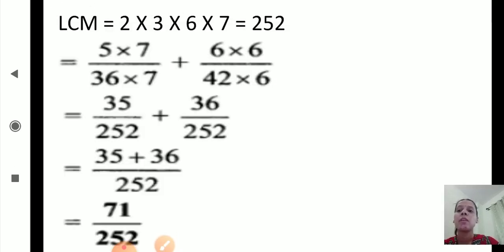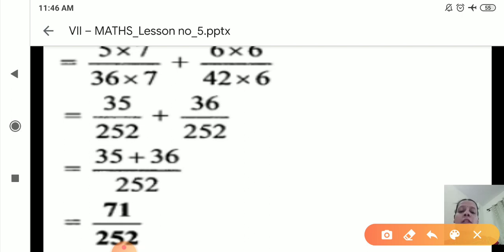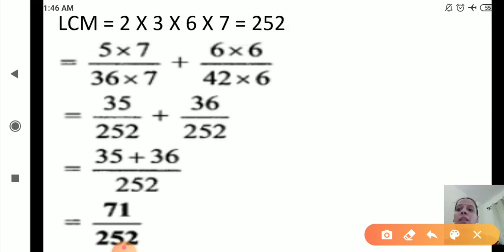Okay, so as you can see here in the next step, what is the LCM of 36 and 42? That is 252. So just now I told you we will make the table for 36 and 42, till then you will get the number 252. And how will you make the table?